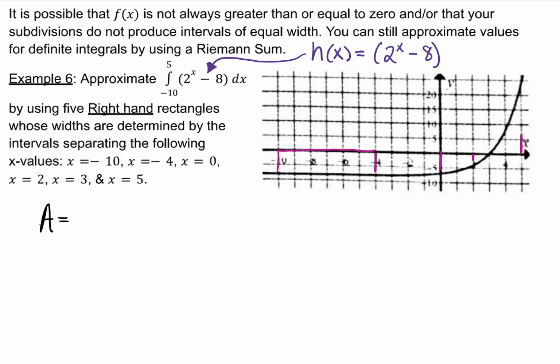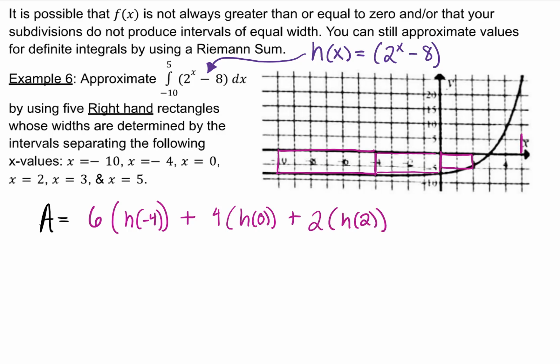The width for our first rectangle is 6. The height is the right side y value, so that would be h of -4. Next, our width is 4. For a right-hand rectangle, we use the y value at 0. The next rectangle has a width of 2, and its height would be h of 2. The next width is from 2 to 3, so 1, and our height would be h of 3. And if you can see, h of 3 is 0. Our final rectangle has a width of 2, and the height is the y value taken at 5.